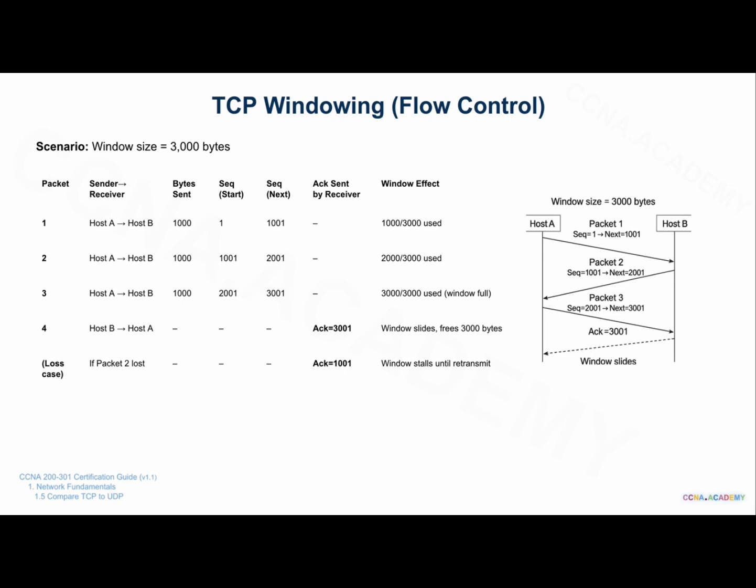Here's an example of how this works with a window size of 3,000 bytes. Host A sends 3 packets of 1,000 bytes each. The sequence numbers start at 1 and advance to 1,001, then 2,001, and finally 3,001, filling the window. Host B acknowledges with ACK 3001, confirming receipt of all data up to byte 3000. This frees the 3,000 byte window so host A can continue sending. If packet 2 is lost, host B continues to send ACK 1001, waiting for the missing data. The window will not slide forward until the packet is retransmitted.